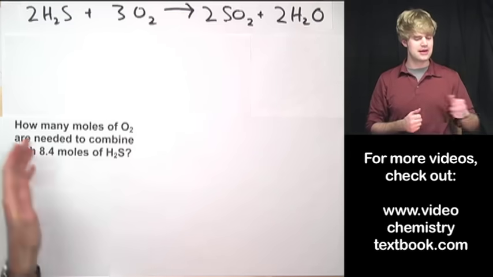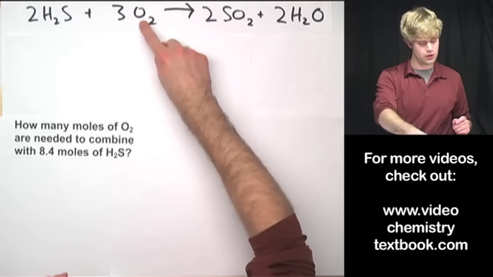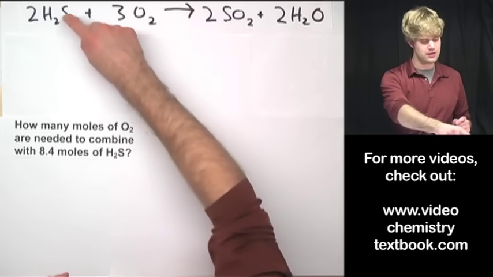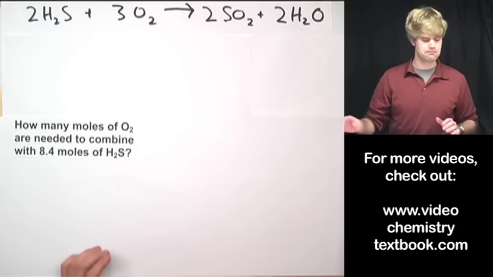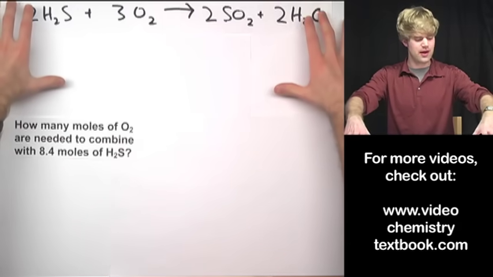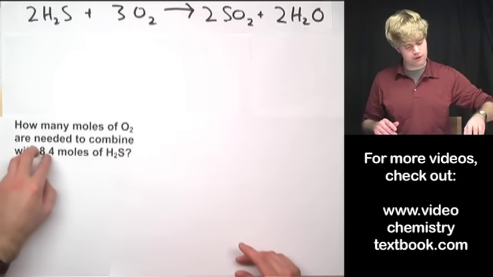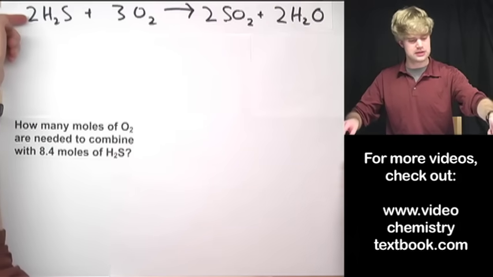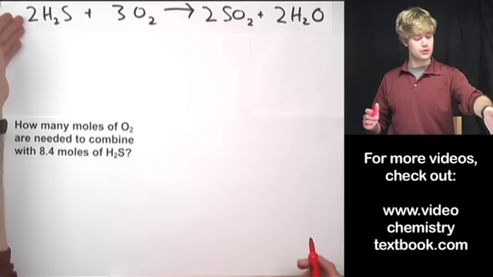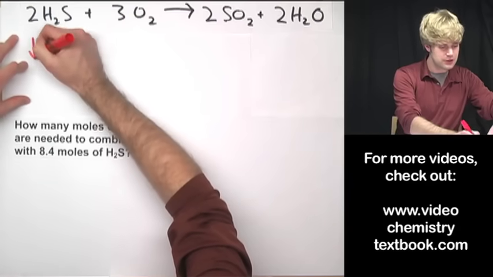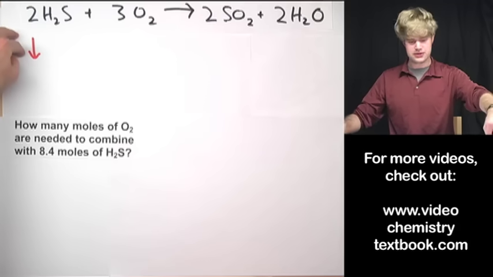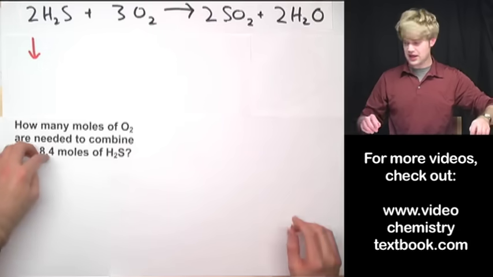Using this equation, we're asked how many moles of O2 are needed to combine with 8.4 moles of H2S. What do we have to do with our recipe to cook with 8.4 moles of H2S instead of 2 moles of H2S? We're going to multiply this by some number that's going to give us 8.4.